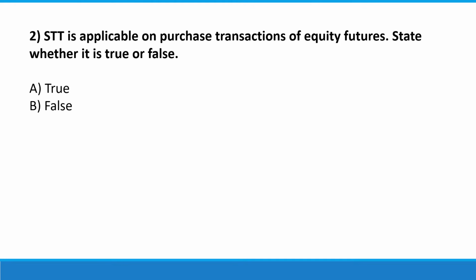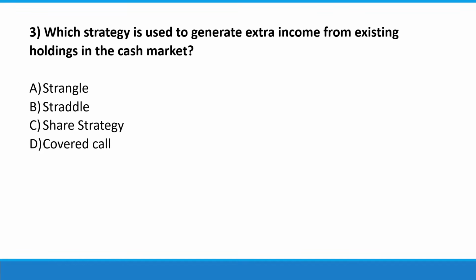Next question. STT is applicable on purchase transactions of equity futures. State whether it is true or false. The correct answer is option B, false. Which strategy is used to generate extra income from existing holdings in the cash market? Option A, strangle; option B, straddle; option C, share strategy; option D, covered call. The correct answer is option D, covered call.